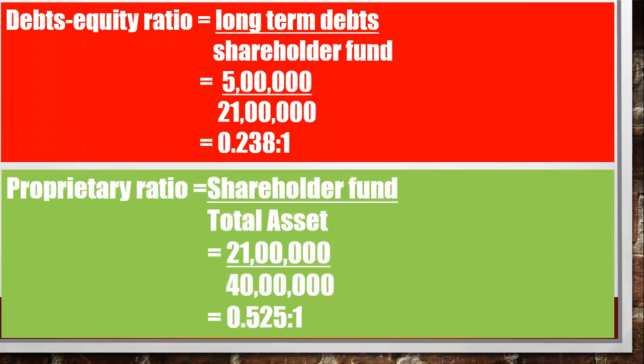So this is the proprietary ratio, which is equal to shareholders fund upon total asset. So shareholder fund you have calculated over above ratio also. That is equity share capital plus general reserve. So you will get it over here, and you have to take the total asset as a balance sheet total. Clear everyone?